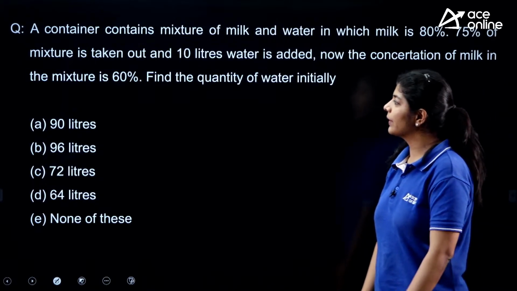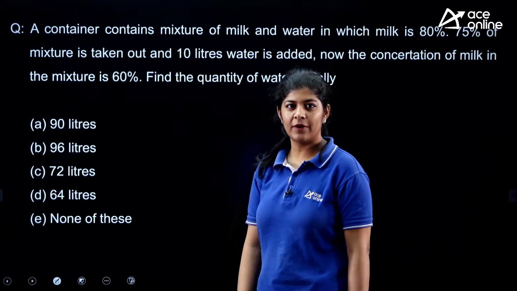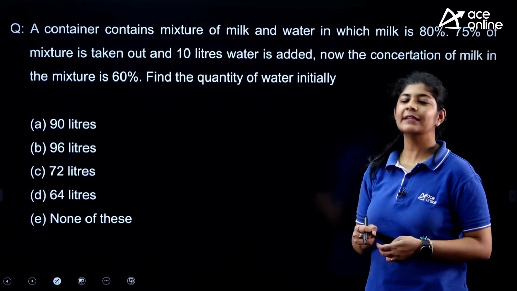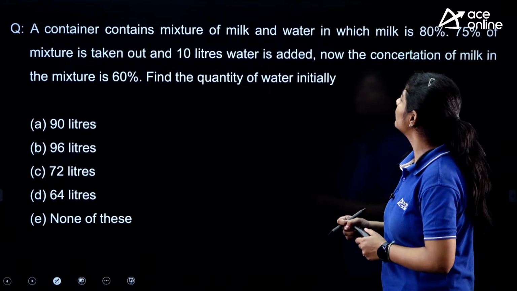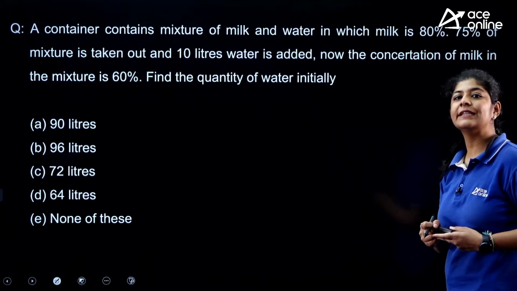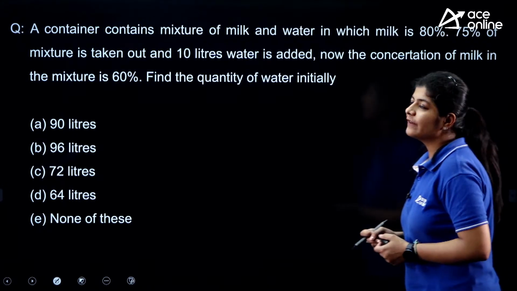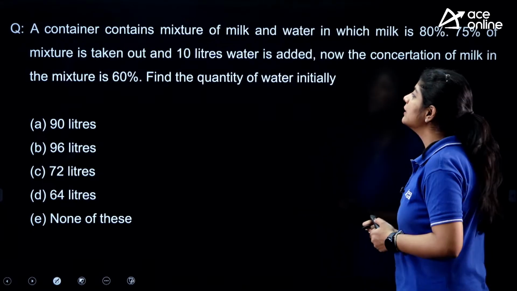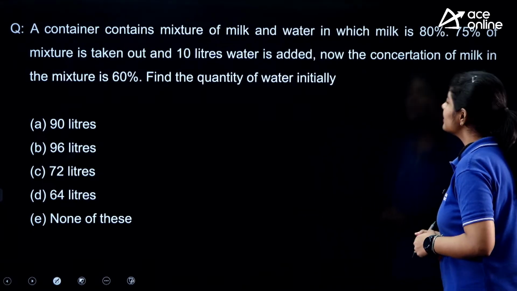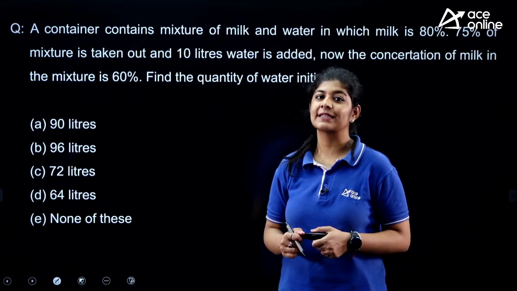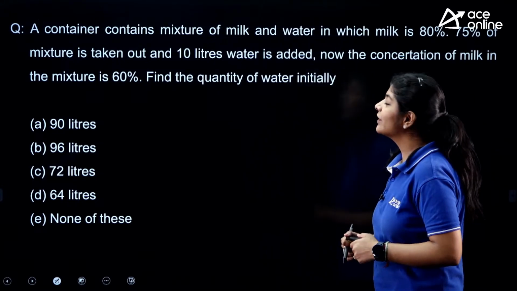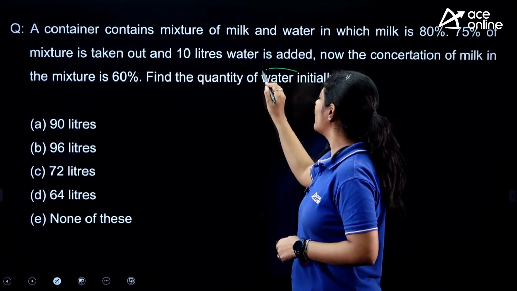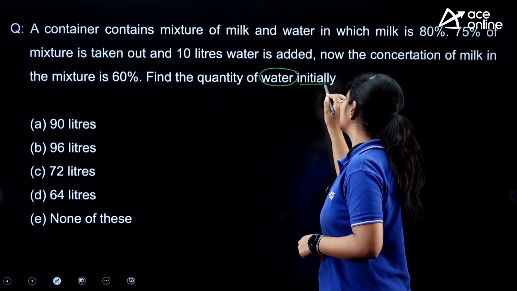Next. Now we are having questions from the main section. So this is the first question. The question is saying that a container contains a mixture of milk and water in which milk is 80%. 75% of the mixture is taken out and 10 liters of water is added. Now the concentration of milk in the mixture is 60%. Find the quantity of water initially.